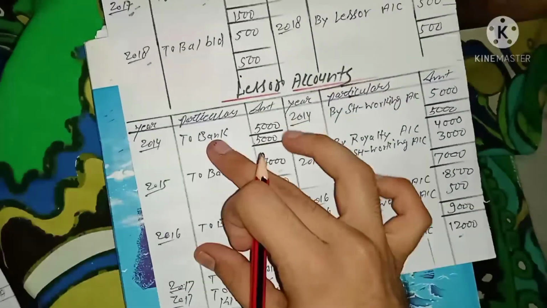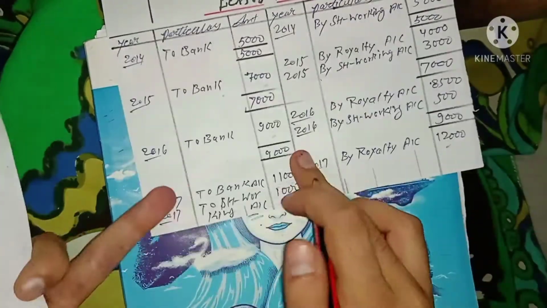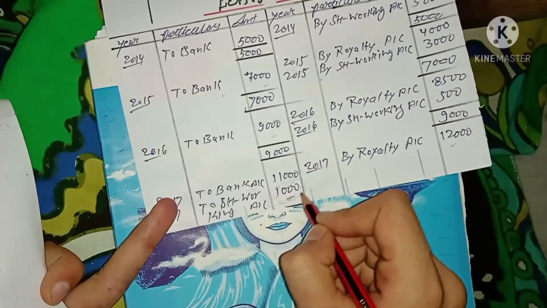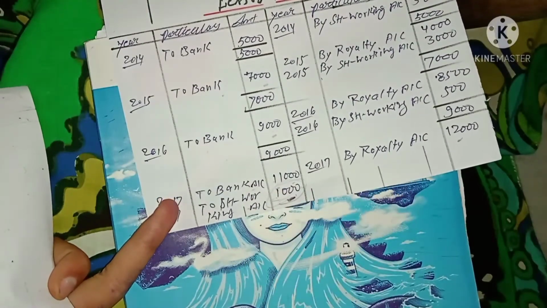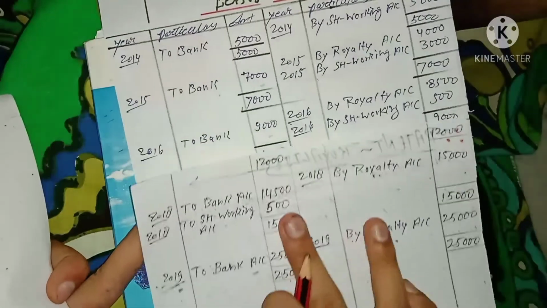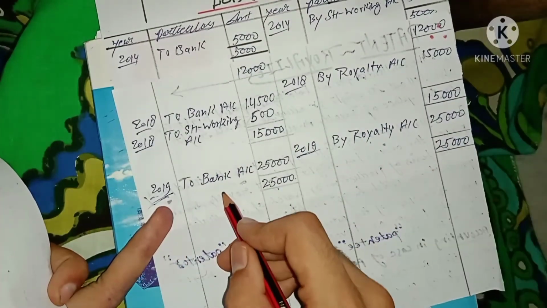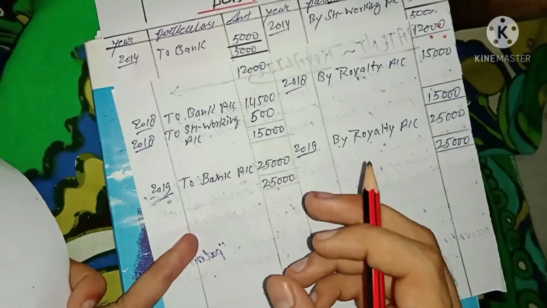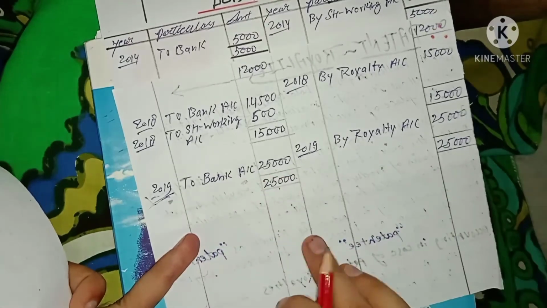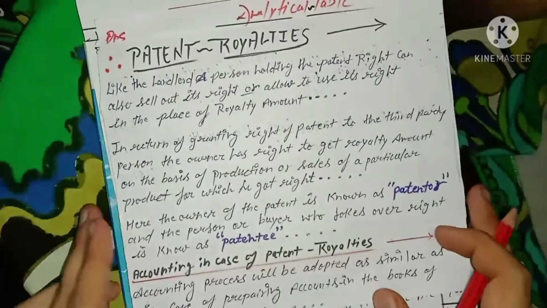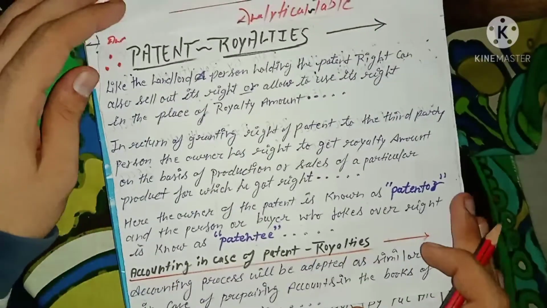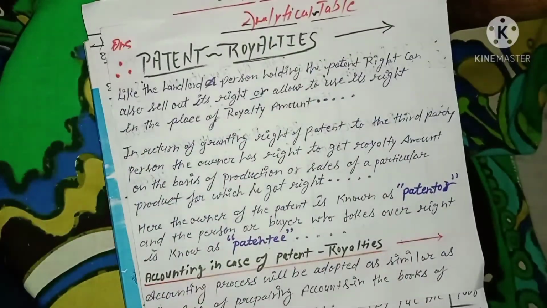The lessor account, what we have paid, whatever amount has been recouped as short working reserve, the reserve account. And here, the whole amount of actual royalty we have paid as actual royalty, as the payable amount to the patenter. So this is how we have done all these things. Here we are done with this topic of the chapter called royalty account.